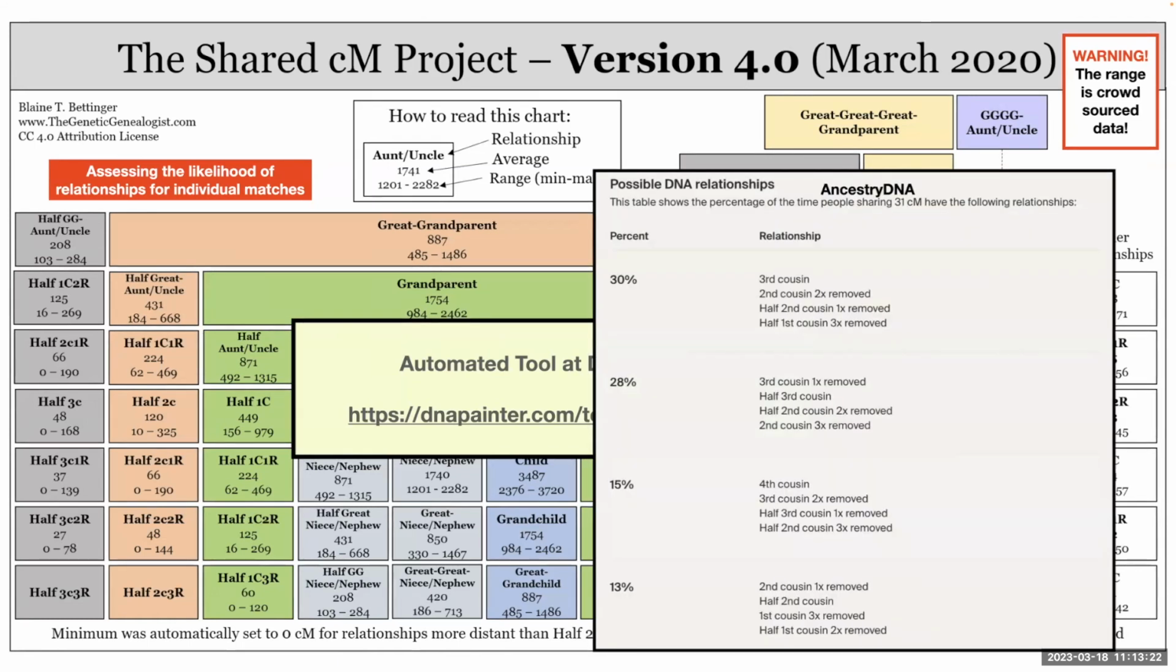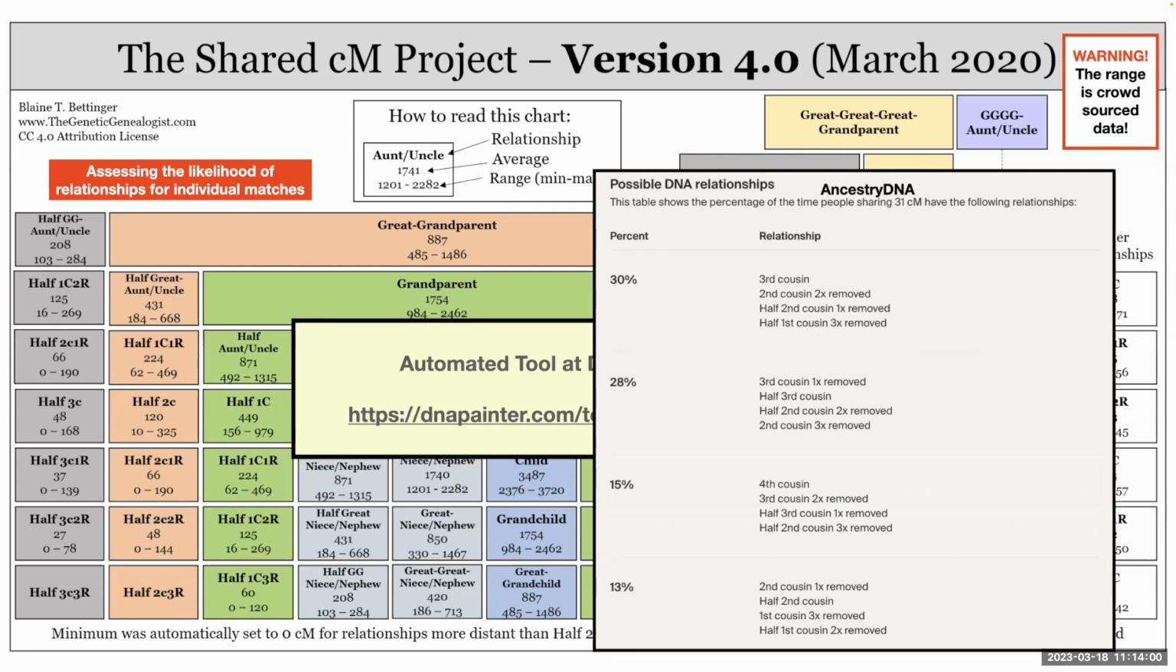Remember, it's crowdsourced and the range is crowdsourced, so it's not 100% accurate. Ancestry DNA has a good tool where on a particular match, it'll show you the predictive relationships, and these are pretty good. You can also get that result from the DNA Painter Shared Centimorgan project by keying in the centimorgans, and looking at the probabilities. It's a similar thing. So always look at those percentages, because they can be very useful, because they can highlight somewhere you might not have thought of, like half second cousin 3 times removed.